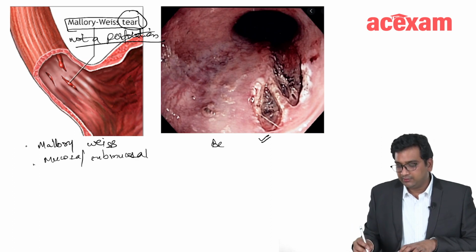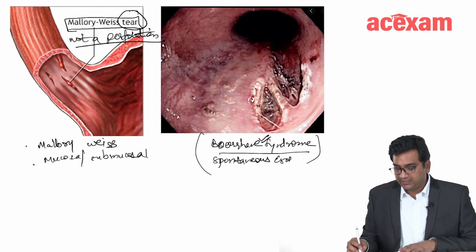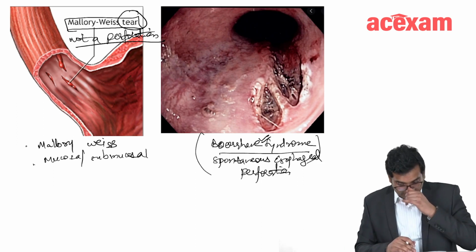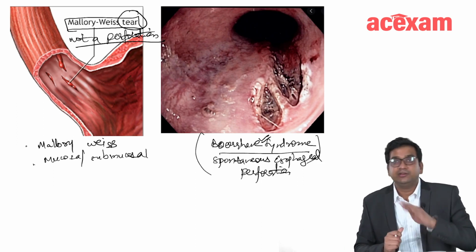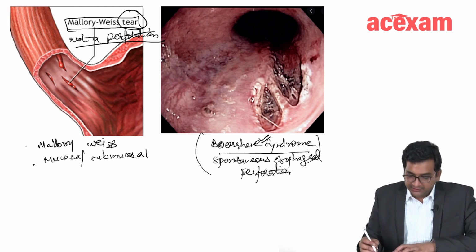Whereas Boerhaave syndrome is seen in the esophagus. It is a spontaneous esophageal perforation. And this Mallory-Weiss tear is just a tear and is not a perforation. It is associated with GI bleed. So this Mallory-Weiss tear is a partial tear.